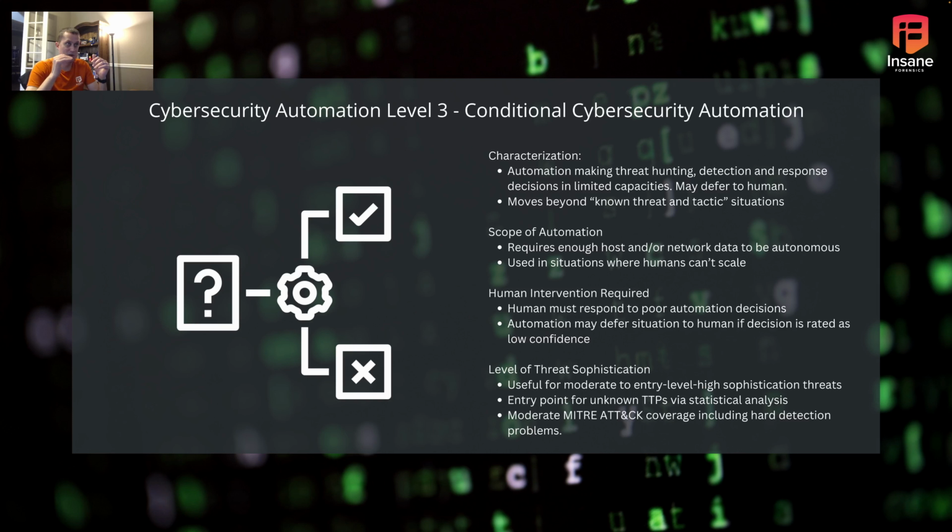Ideally at this level, it's likely going to require both host and network data. Again, there are limitations on both sides of that, but just to be autonomous, it's going to require both. This is going to be used in situations where humans can't scale. So groups that we work with, their ratio of incident responders to endpoints is in the 1 to 10,000s, 1 to 100,000s range. So there's just not enough humans if something pops up to actually respond.